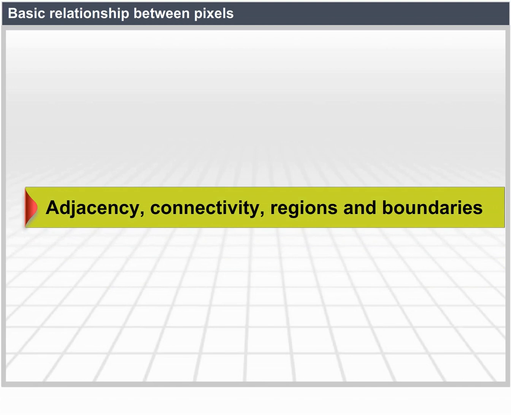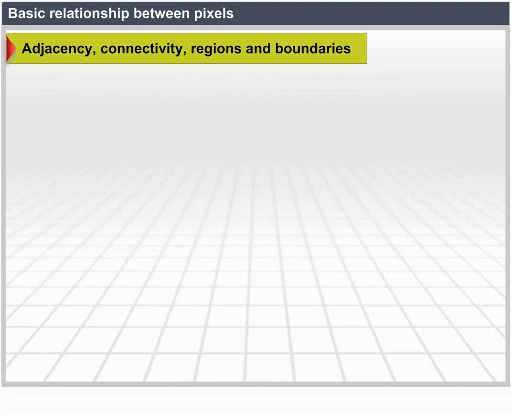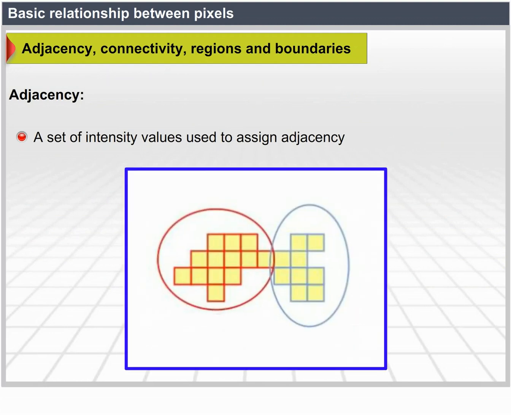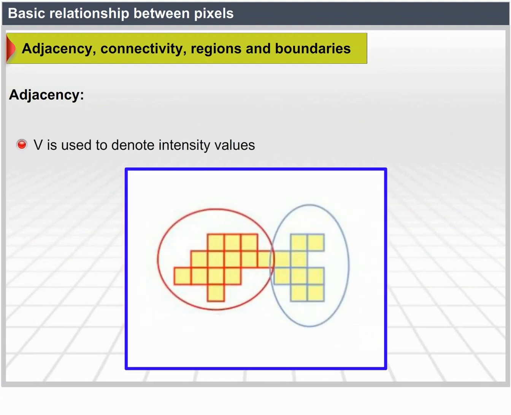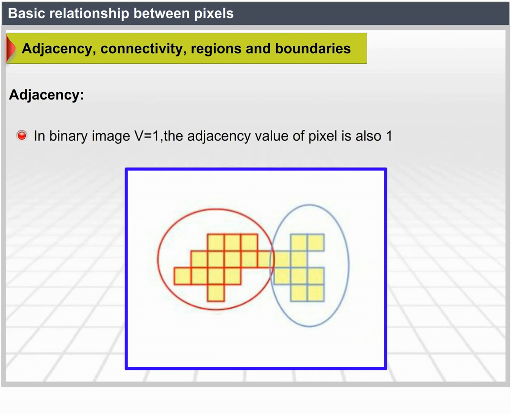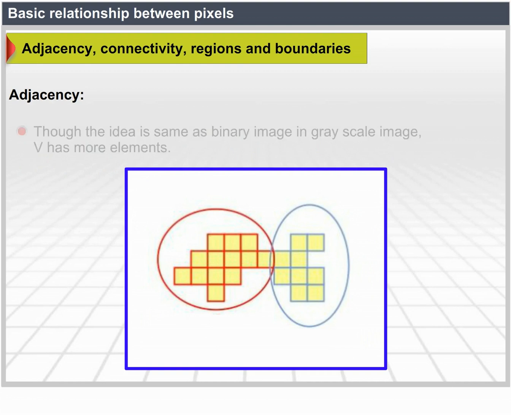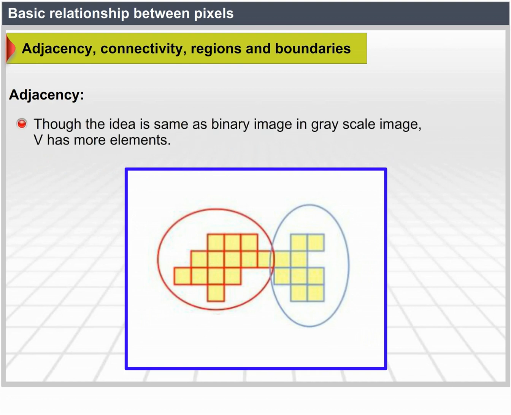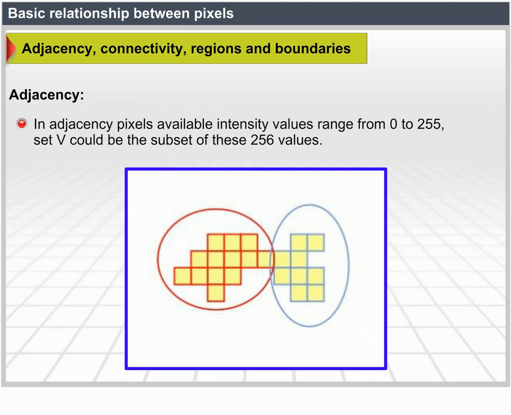2. Adjacency, connectivity, regions and boundaries. Adjacency. A set of intensity values is used to assign adjacency. V is used to denote intensity values. In a binary image, if V equals 1, the adjacency value of a pixel is also 1. In a grayscale image, the idea is the same as in a binary image, but V has more elements. Pixel intensity values range from 0 to 255. Set V could be a subset of these 256 values.